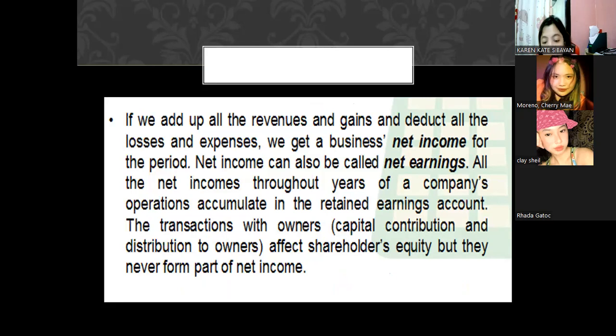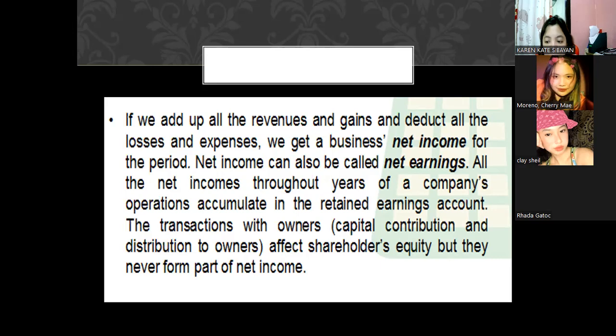So the transactions with owners, capital contribution and distribution to owners, affect the shareholders' equity but never form part of net income. Nakakaapekto lang sila but they do not form part of the net income. Kasi in preparation of the net income, dalawa lang ang account na kailangan mo dyan: the revenue subtracted from the expenses.